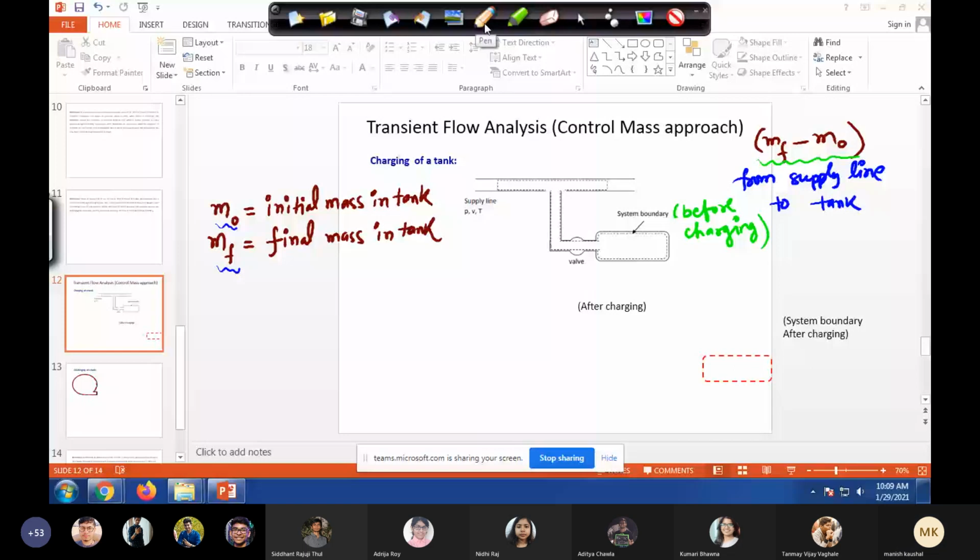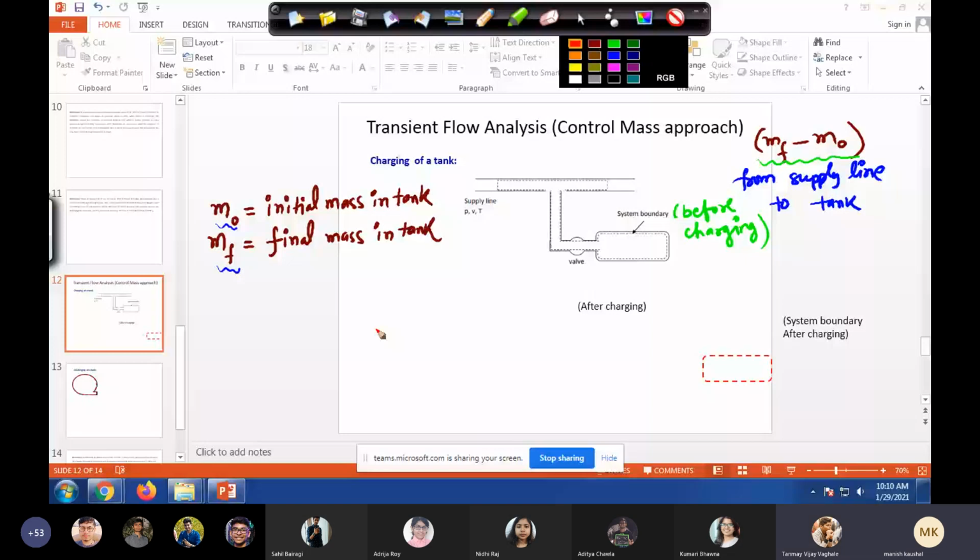Sahil, you want to try? Yes, sir. Tell me where is M naught or where is MF minus M naught? Sir, M naught is in the L-shaped pipe, and MF is in the system boundary, the tank. No, you are getting confused. Okay, wait. Anyone? Sneh, anyone wants to comment? Or you are not getting the question?